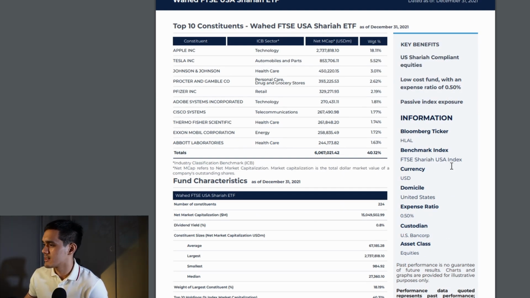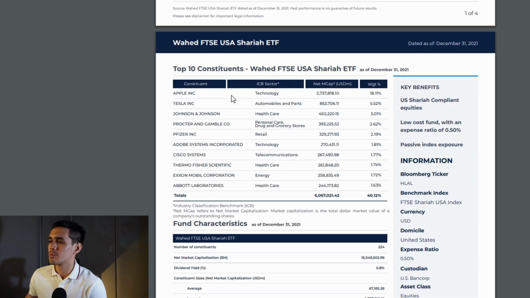So HLAL, domicile United States, expense ratio. Again, this is a management fee, 0.5%. So you can see that this is much lower than both ARK and the Affin Hwang mutual fund, which is a good sign to us, of course. So let's look at their top 10 holdings. Apple, Tesla, Johnson & Johnson, Pfizer.